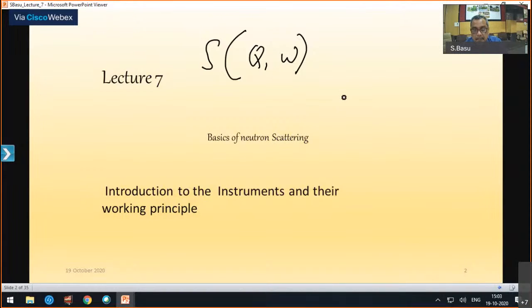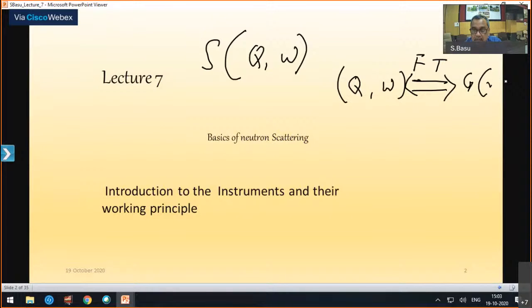More importantly, I also showed you and discussed with you that the Q omega space is a Fourier transform of a real space correlation function. That means our experiments we are doing in Q omega space, and the resolution in real space and time are dependent on the range of Q so far as structure is concerned, and range of omega so far as the dynamics is concerned.